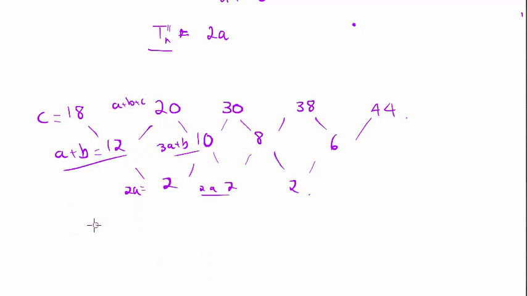So A is equal to 1 because 2A is 2. If A is 1, then B must be 11. And C is already 18. We have that. So see how quick it is.